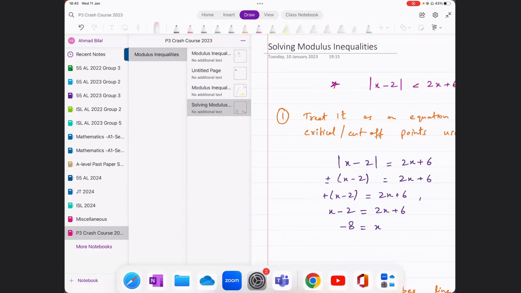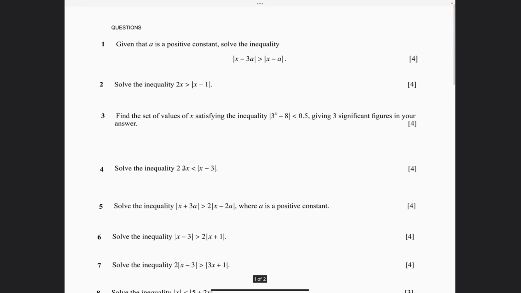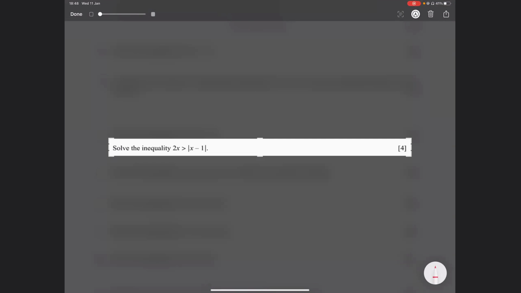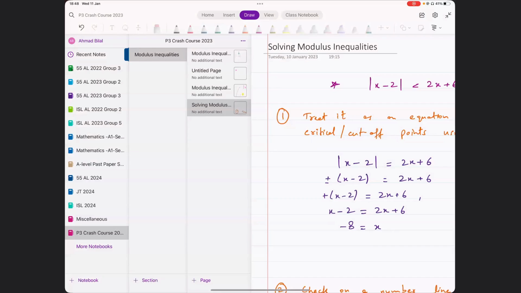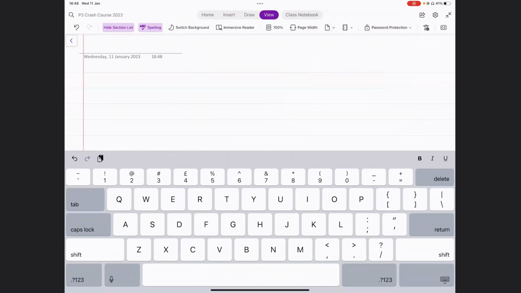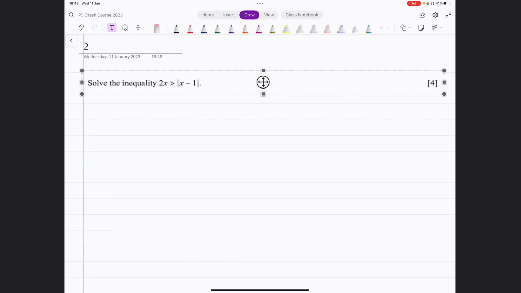Now today we want to do some practice questions from this worksheet that I posted. All right, so let's start with this. This is question number 2 from the worksheet that I posted. So we have to follow that same process that we've learned. How do we start? This is an inequality that we need to solve: 2x is greater than modulus of x minus 1.